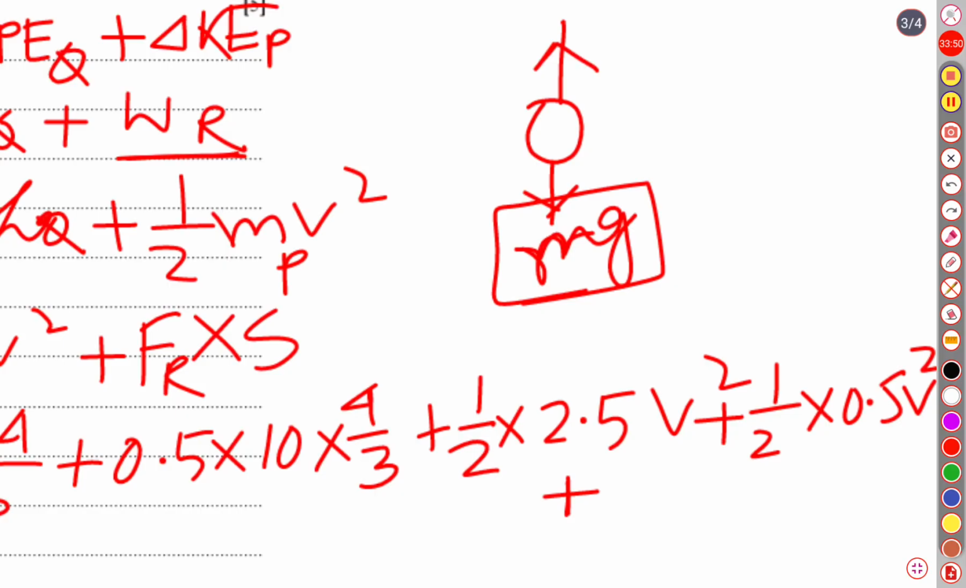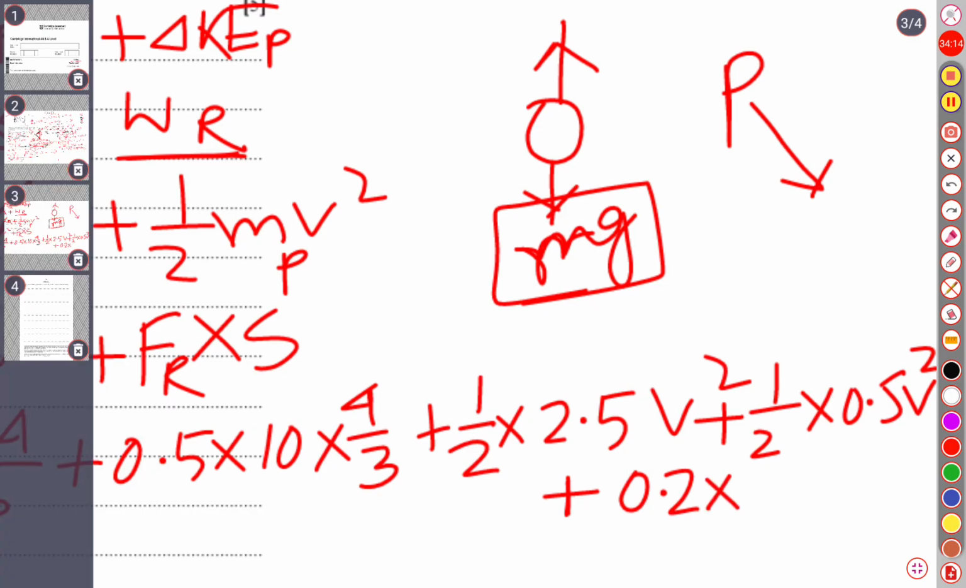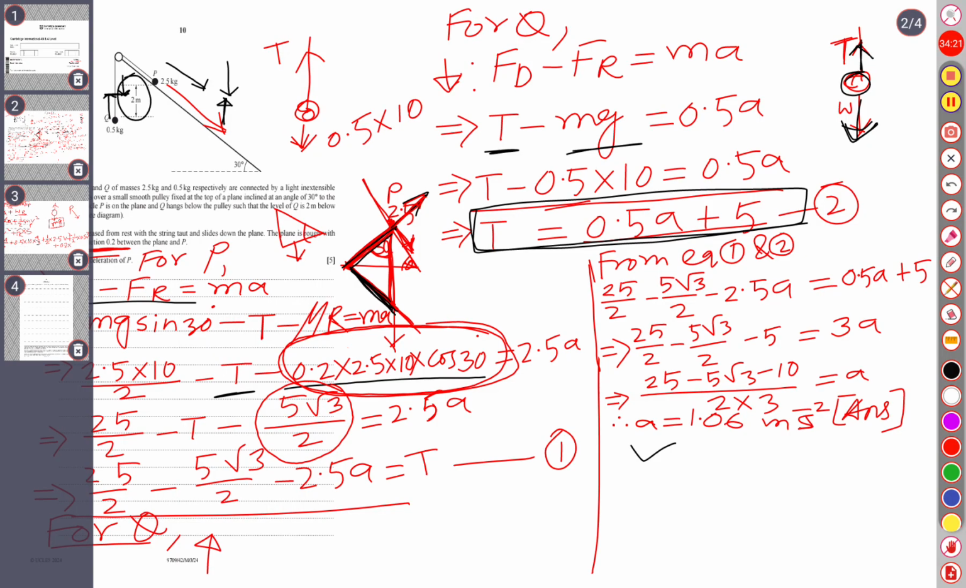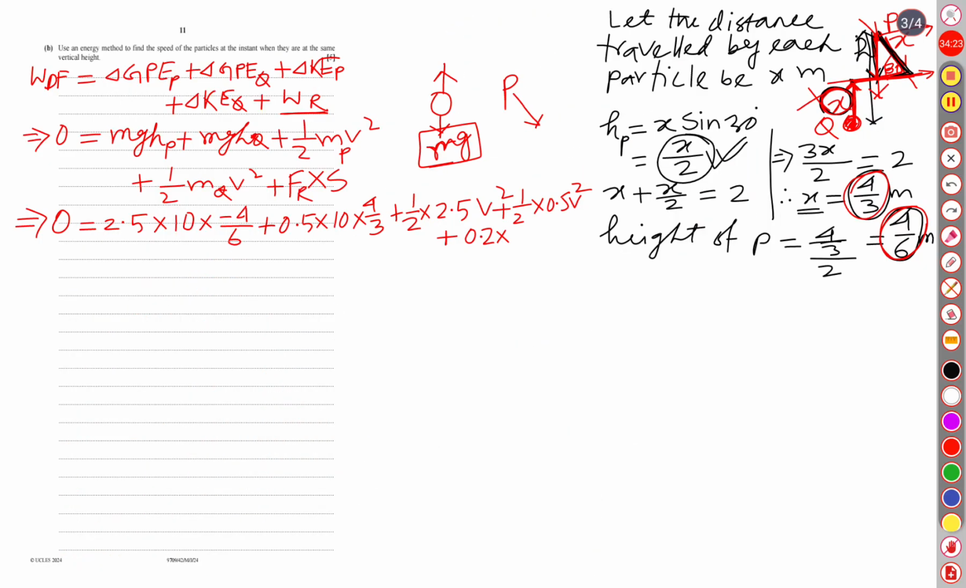Now for P, look at this, P is going down, sliding down, and it is facing a resistance force which is acting over there, and the resistance force was actually mu R. Mu was 0.2, and R we have already calculated in the previous question. What was R? Let me write mg. If we write it elaborated, it may be better for you to understand.